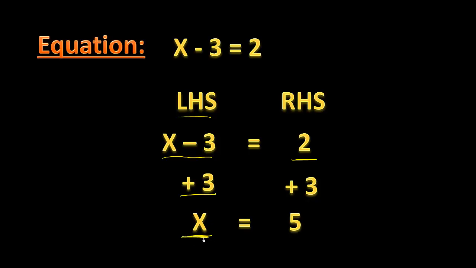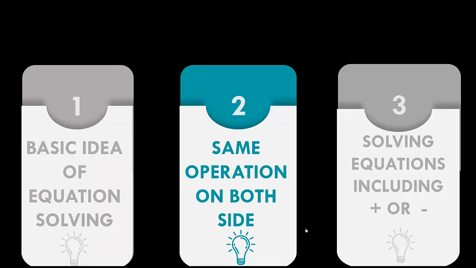Now, as we know, we're gonna have to do the same operation on both sides, so I've added 3 on the right hand side also. So I got 5. So from this, we know that x is equals to 5. So when I add x minus 3 plus 3, it turns out to be x, and when I add 2 and 3, I get 5. So now, let's summarize how to perform the same operation on both sides.